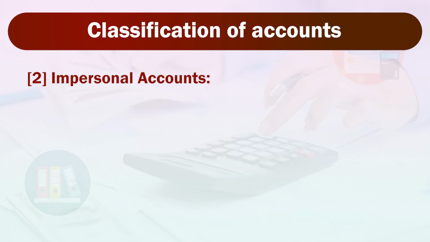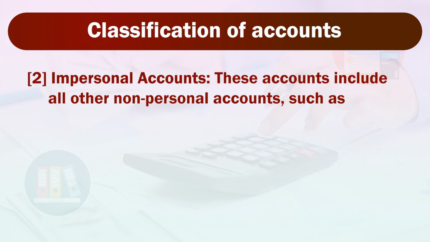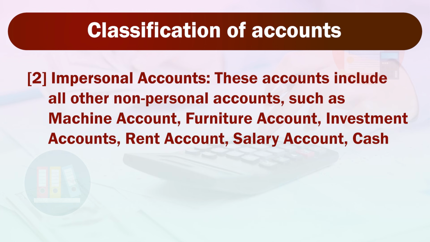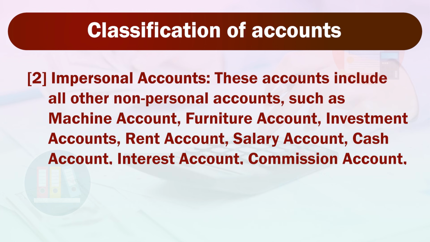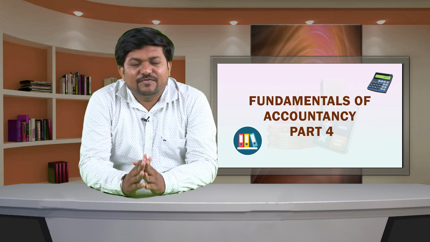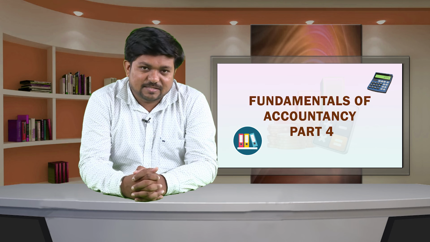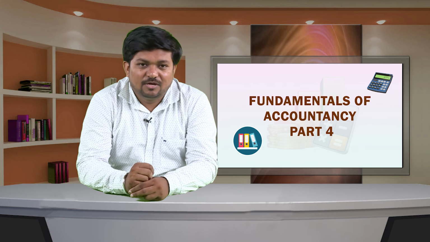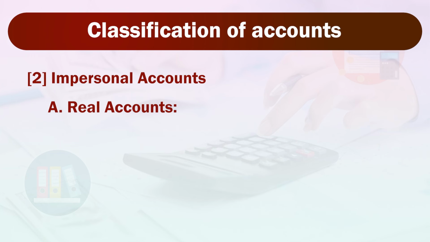The second is impersonal account. These accounts include all other non-personal accounts such as machine account, furniture account, investment account, rent account, salary account, cash account, interest account, commission account, etc. Impersonal accounts are further categorized into two categories. One is real account and the second is nominal account. We will see what is real account.